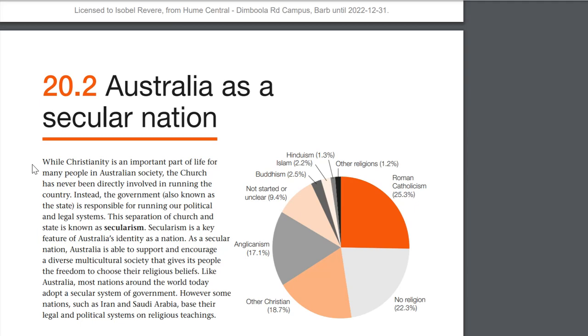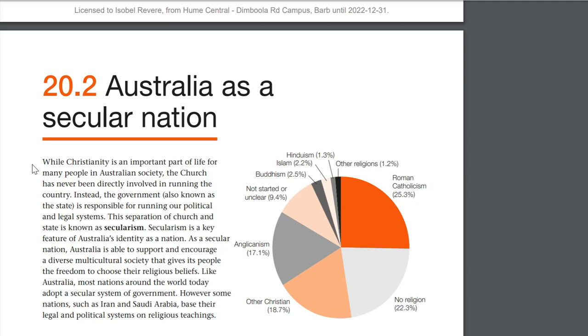Secularism is a key feature of Australia's identity as a nation. As a secular nation, Australia is able to support and encourage a diverse multicultural society that gives its people the freedom to choose their religious beliefs. Like Australia, most nations around the world today adopt a secular system of government. However, some nations, such as Iran and Saudi Arabia, base their legal and political systems on religious teachings.